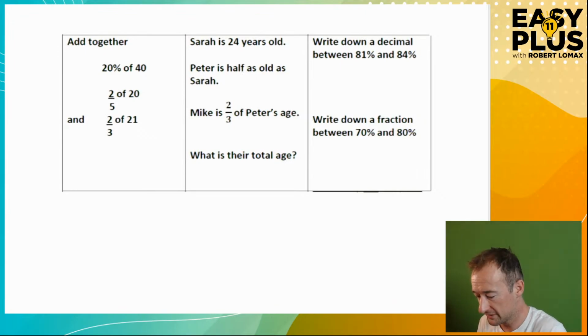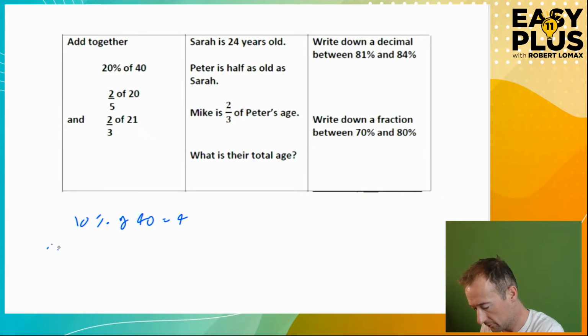So 20% of 40. You could do it because it's a nice easy percentage. You could say 10% of 40 equals 4. Therefore, 20% of 40 equals 2 times 4, 8. Okay? Or you could do 40 times 0.2. Okay? Useful way to do it.